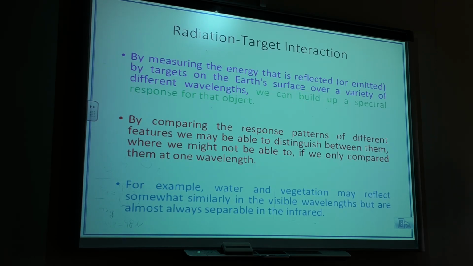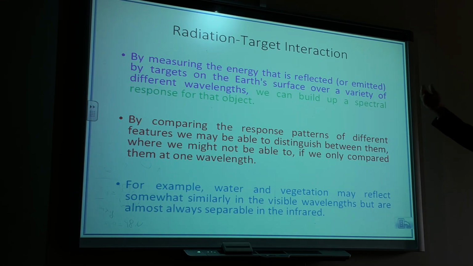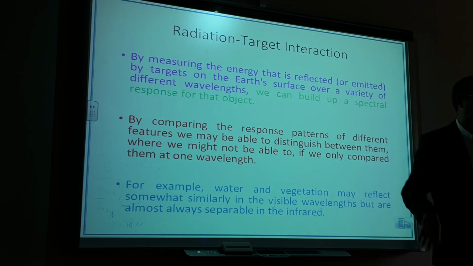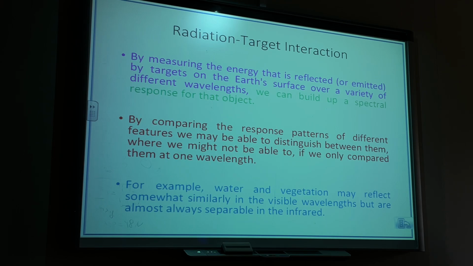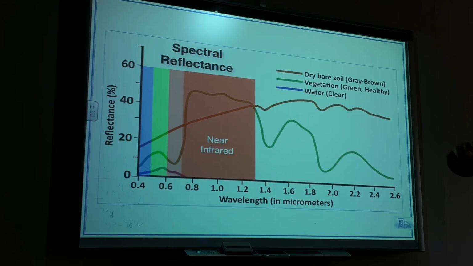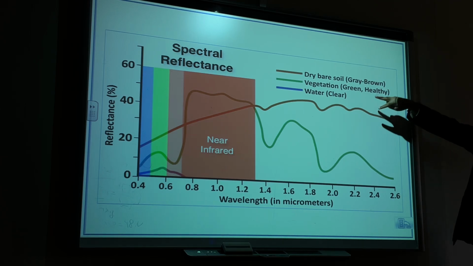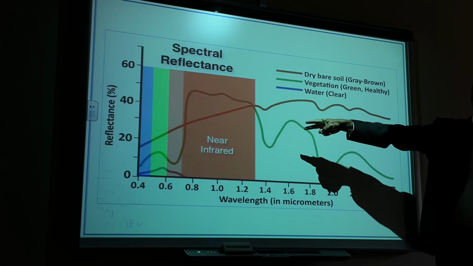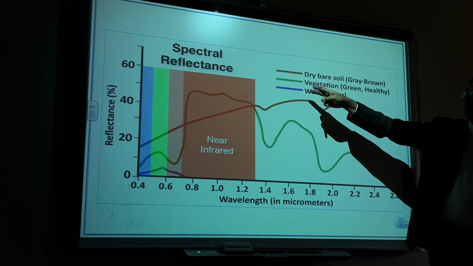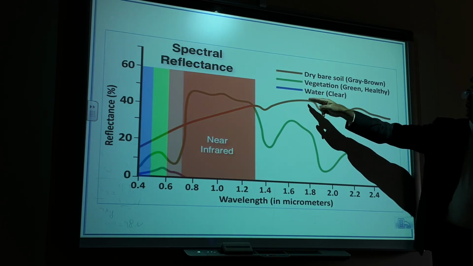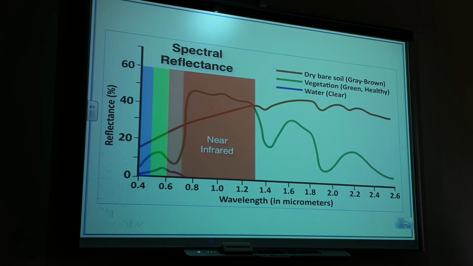By measuring the energy that is reflected by targets on the Earth's surface over a variety of different wavelengths, we can build up a spectral response for the object. What I showed you here is a spectral reflectance curve for different objects. How many objects are shown here? 3. This is the spectral reflectance response for 3 objects: dry soil, vegetation and water, which is given over here.